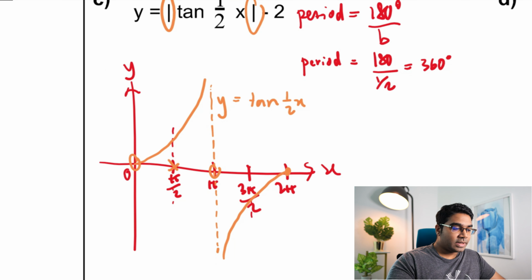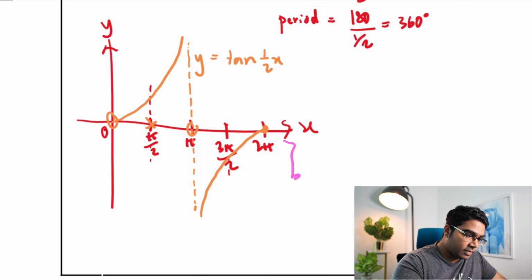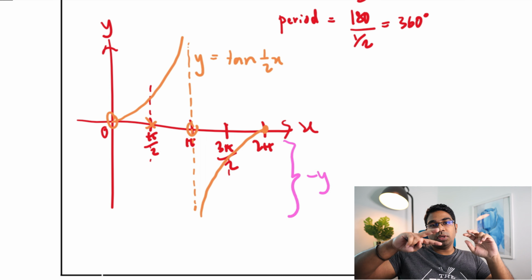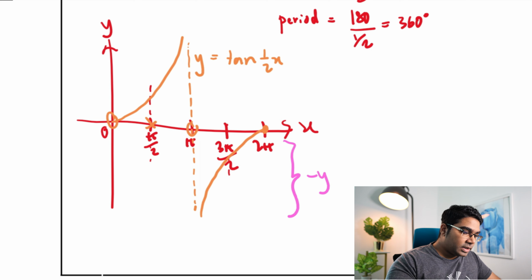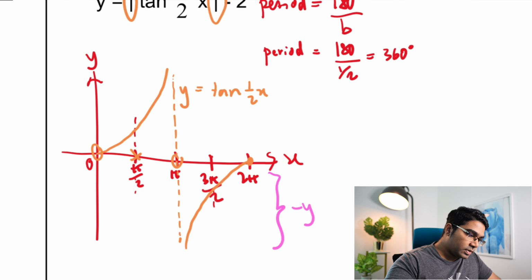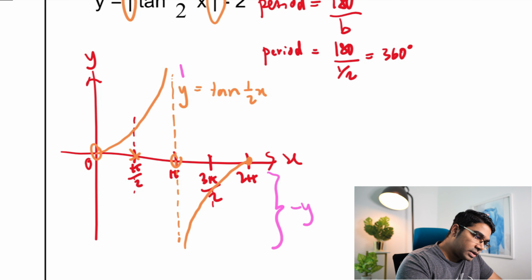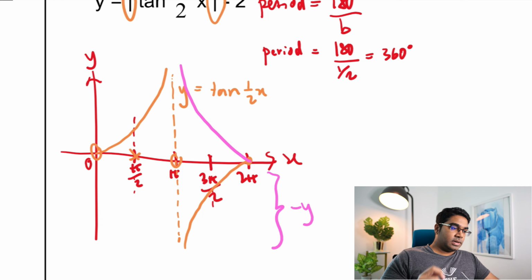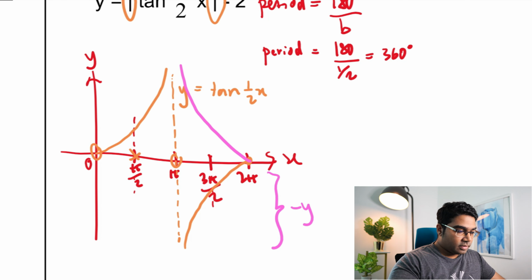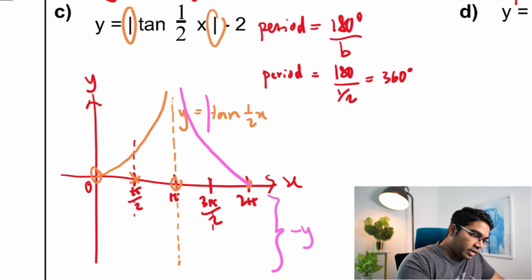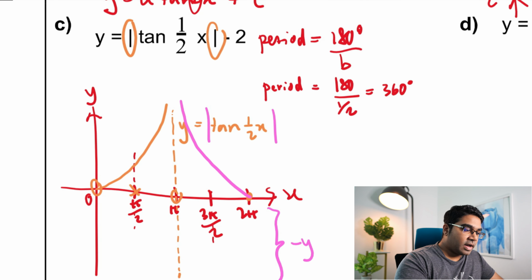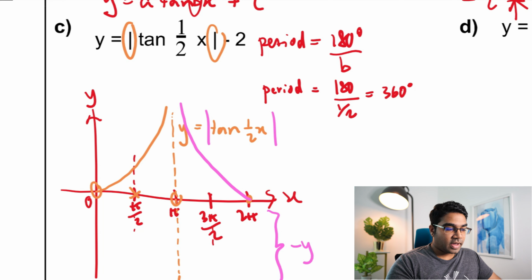For modulus, once again, anything in the negative y region needs to be flipped, needs to be reflected in the x-axis. So the only thing in the negative y region is this, and this will become like this. We have flipped it in the negative region. This is gone. Okay, so now we have y equals modulus tangent of half x.